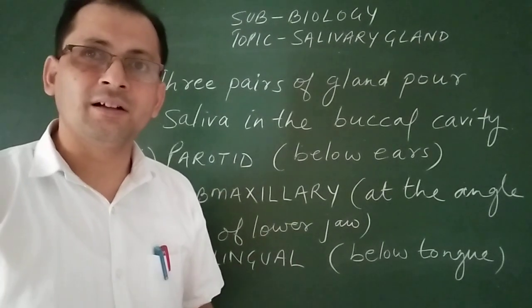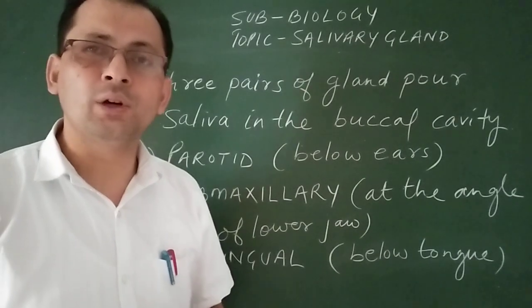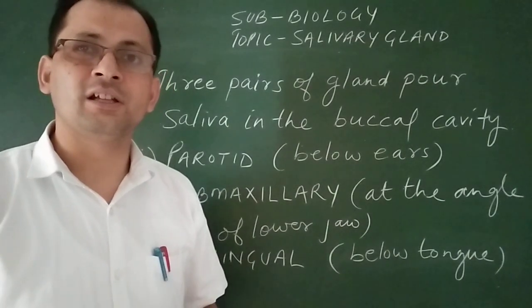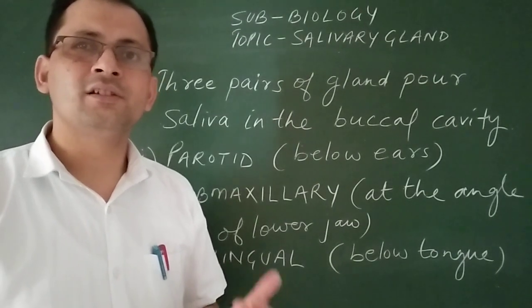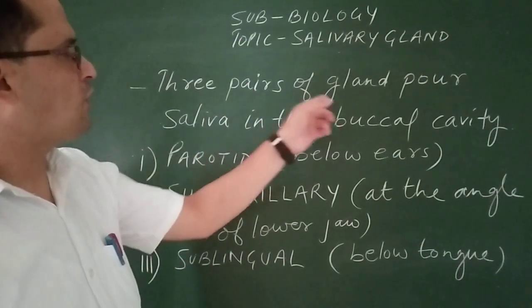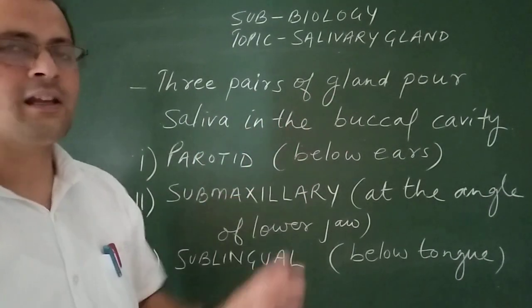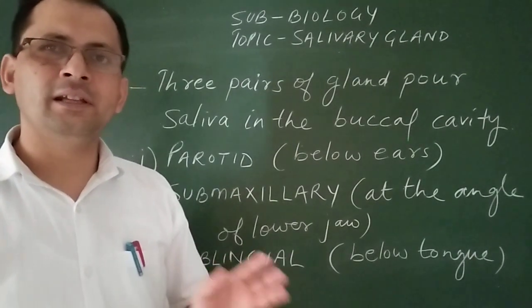And what is saliva? Saliva is a mixture of water and mucus. Mucus is a sticky fluid. So beta, you can see three pairs of glands pour saliva in the buccal cavity. Now I am going to tell you the names of the three glands.